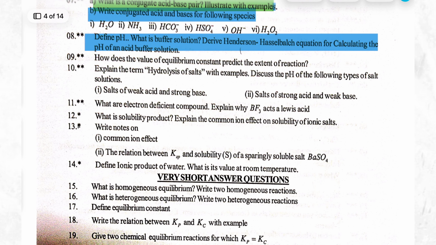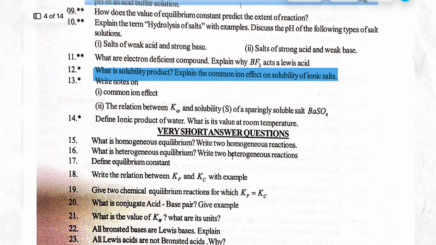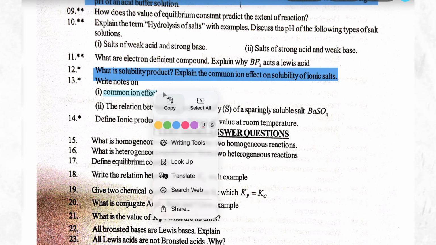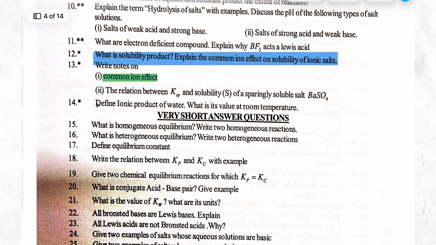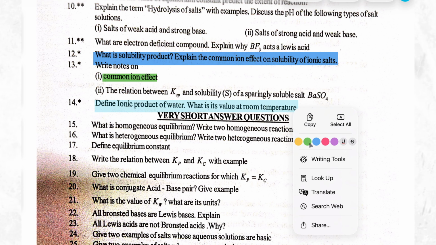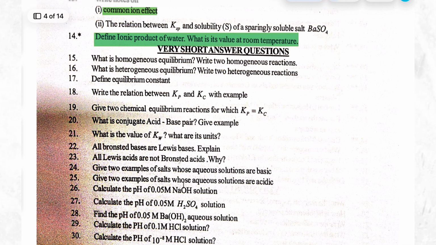Next one more is there. What is the solubility product Ksp? Mostly this Ksp is asked as a VSQ. Also the common ion effect, they are asking as a VSQ. Don't forget to read these two questions as VSQs. Next one, ionic product of water. This is also a VSQ. Mostly they are asking it as a VSQ, not as an SAQ. Next one, see the most important VSQs.